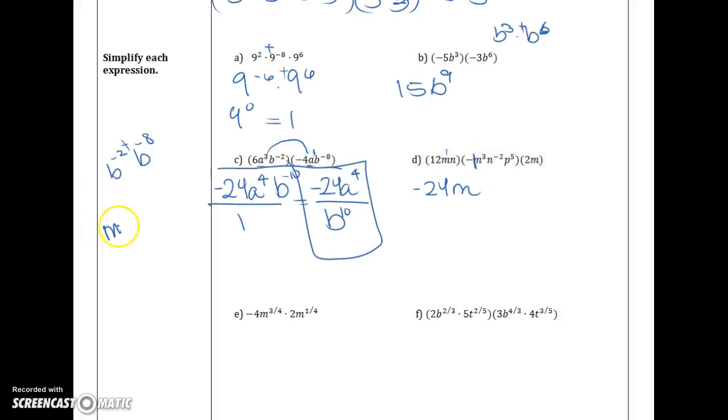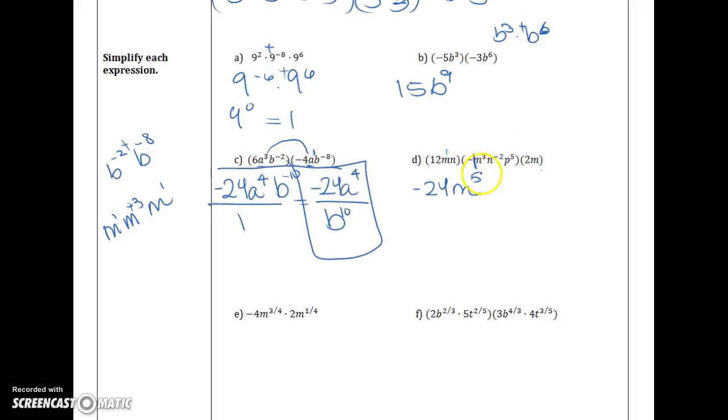Here's me. M to the 1st, m to the negative 3, and then there's another m over there, times m. Remember, no exponent, I'm just going to add them. I don't know why I make that a negative 3, but it just says m to the 3rd there, so that's a positive 3. So 1 plus 3 plus 1, m to the 5th power.